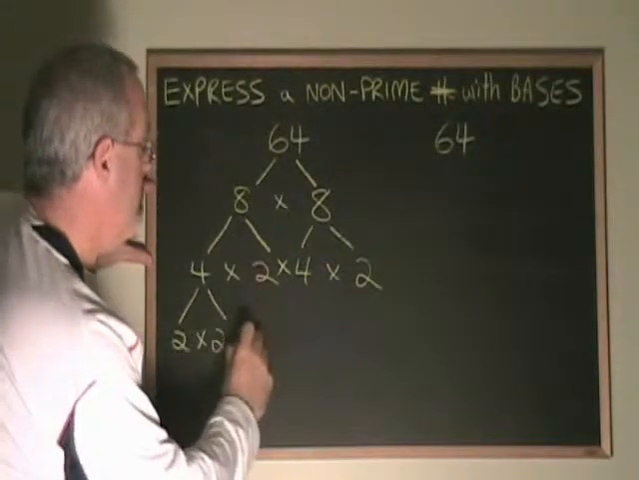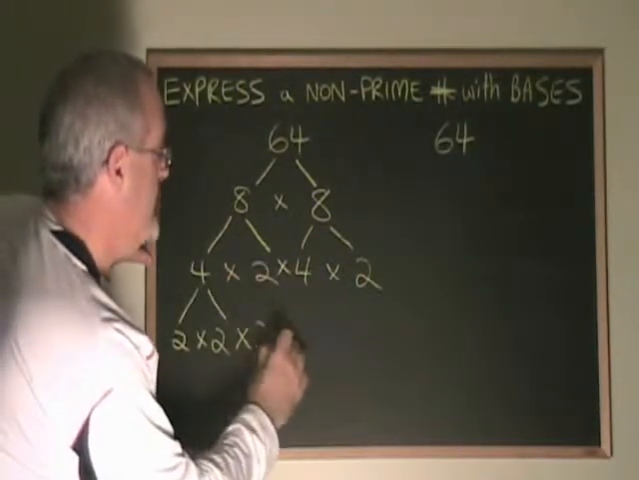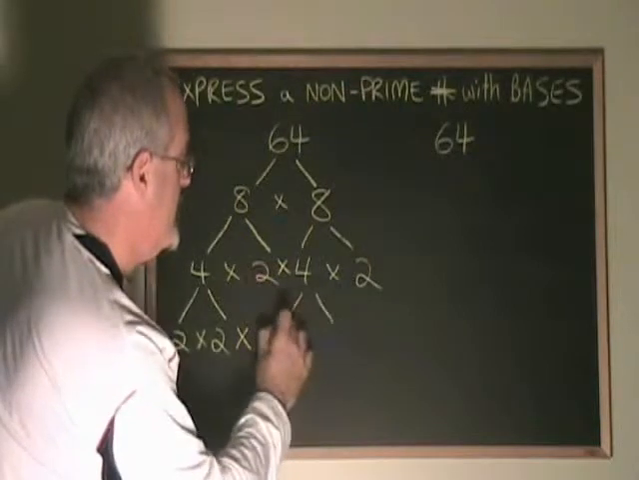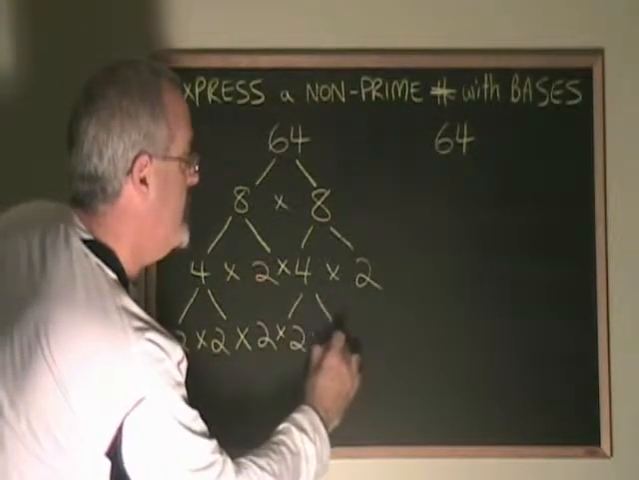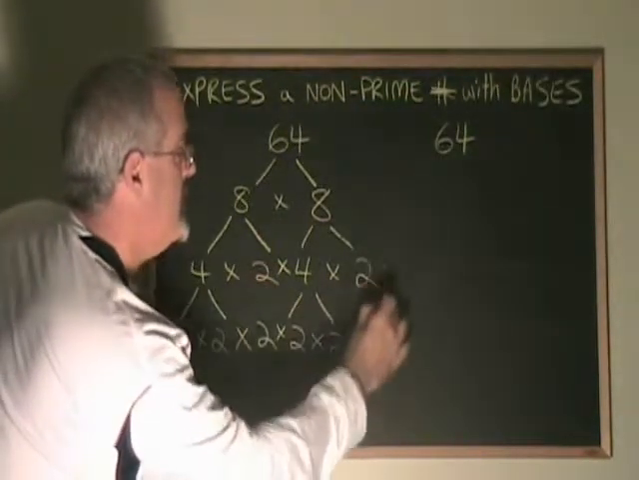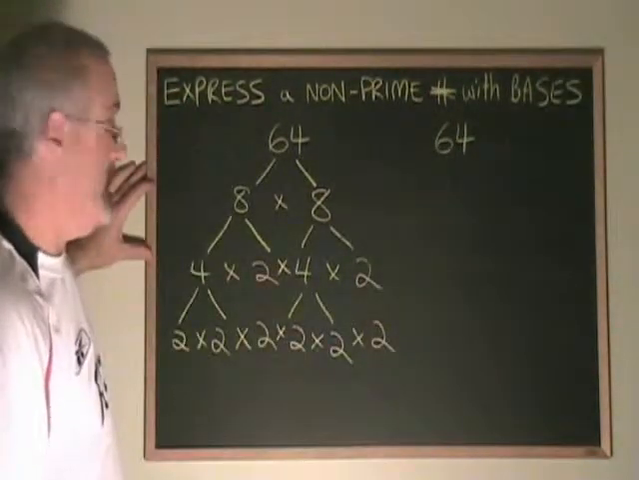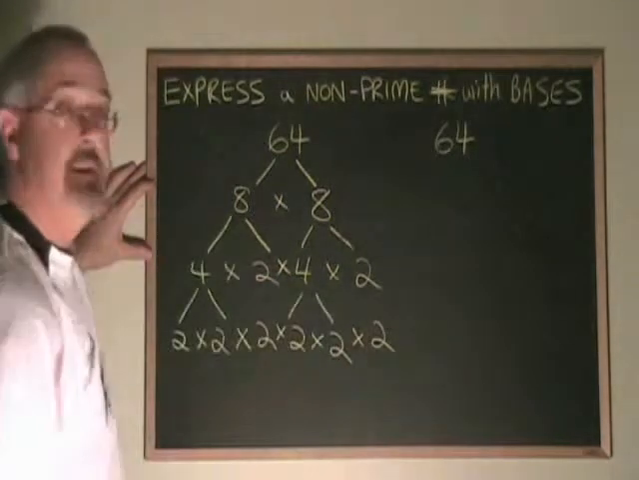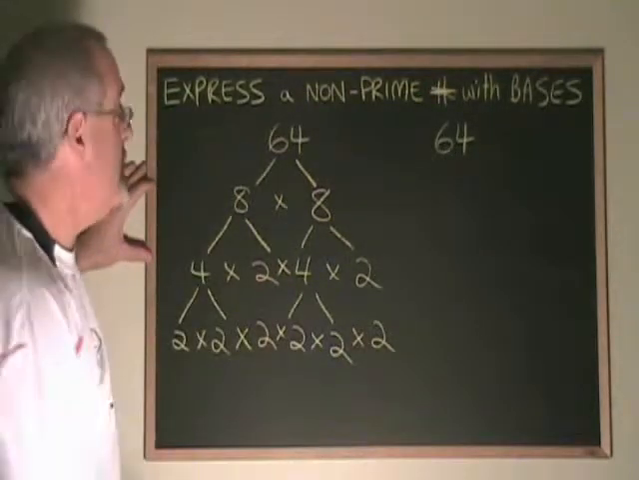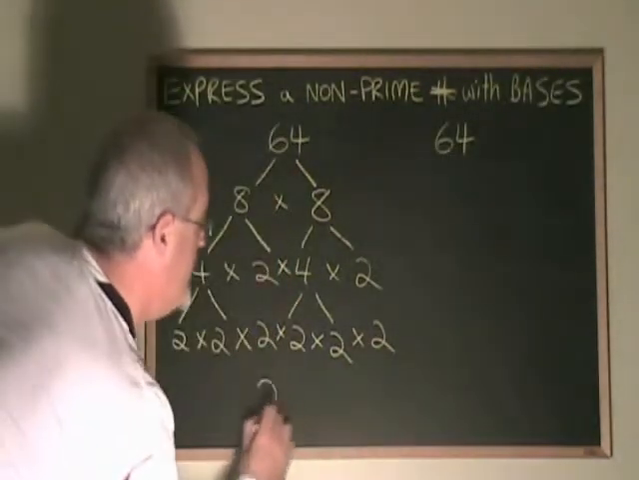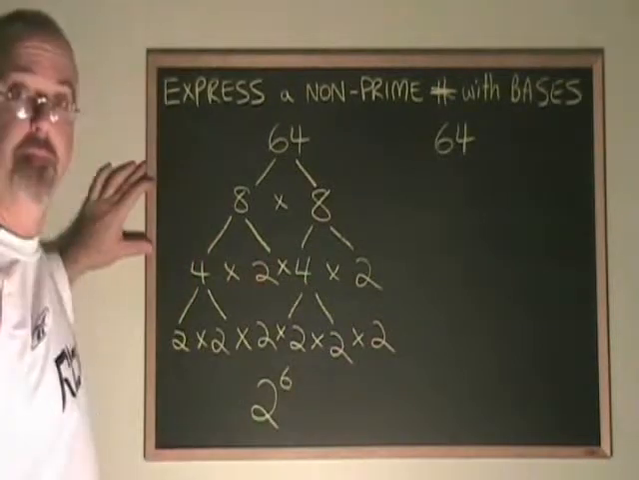I carry down this times 2. This 4 is also 2 times 2. And I carry down this 2. We end up with a line of 2's at the bottom with this number. And if we count them up, we see there are 6 of them. That means 64 can be written as 2 to the power of 6.